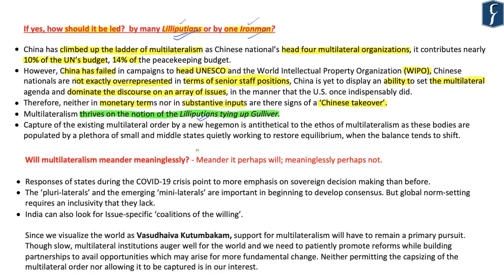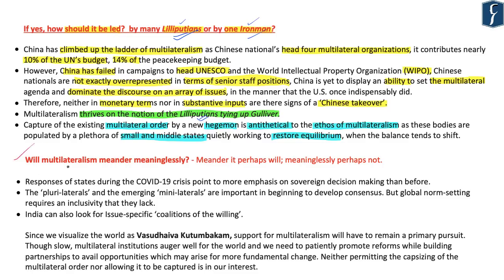Hence, it can be safely said that if this existing multilateral order is captured by a new hegemon like USA, this will actually be antithetical to the ethos of multilateralism, because these multilateral forums have many small and middle states also as their members, and these states are working to restore the balance or equilibrium in the world through the help of these multilateral forums. Hence, it will be unethical that the balance which these small and middle states are trying so hard to restore is tilted towards one superpower or hegemon.